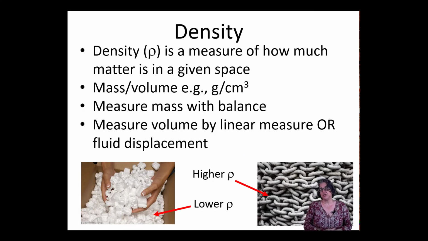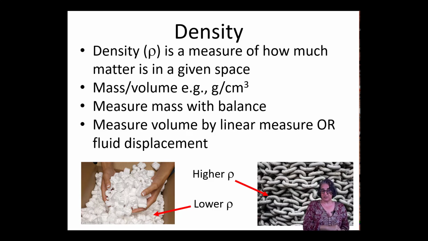Another thing that we're very interested in terms of properties of matter, and this will be relevant in all of the topics we'll discuss in earth science, is the density of the material. Density, which is often signified by the Greek letter rho, is a measure of how much matter is in a given space, in a given volume. We calculate density as mass divided by volume. So for example, the units would be grams per cubic centimeter.